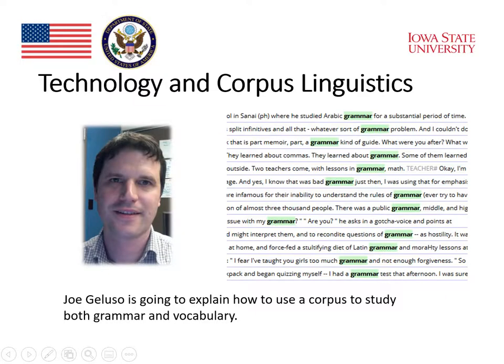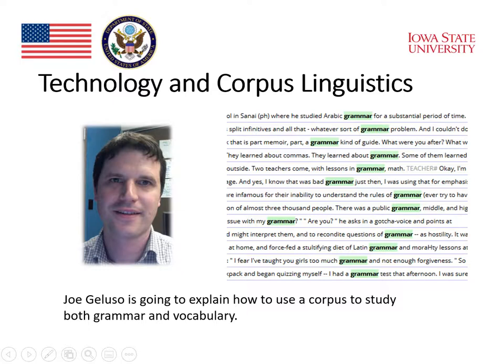A corpus is a large collection of texts. Once we have a large collection of texts stored on a computer, we can then search the texts to see how particular words and grammatical structures are used in real English.